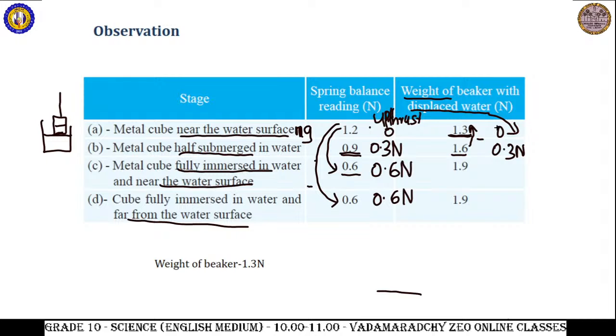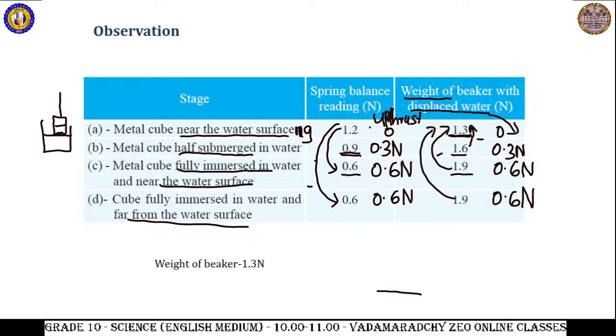And when the metal tube is fully immersed, the weight of the beaker with displaced water is 1.9. So we have to subtract the weight of the beaker, that is 1.3. So 1.9 minus 1.3 becomes 0.6 Newton. For the last instance also, 1.9 minus 1.3, so it's 0.6 Newton.